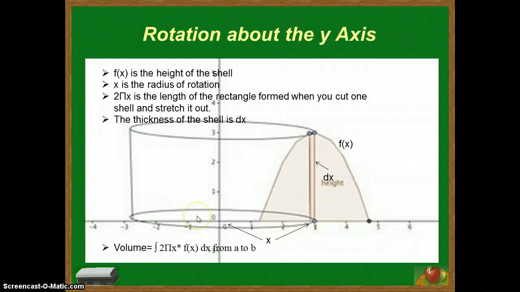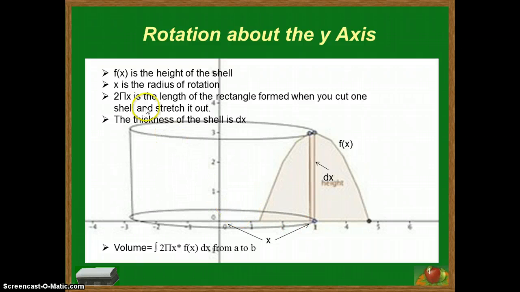Going back, here's another graphic. Again, like I said, we have a function f of x. We're going around the y-axis. f of x, this is one shell here. f of x, the function value, would be the height of the shell. The radius of rotation from the axis to the point that we're concerned about would be x.